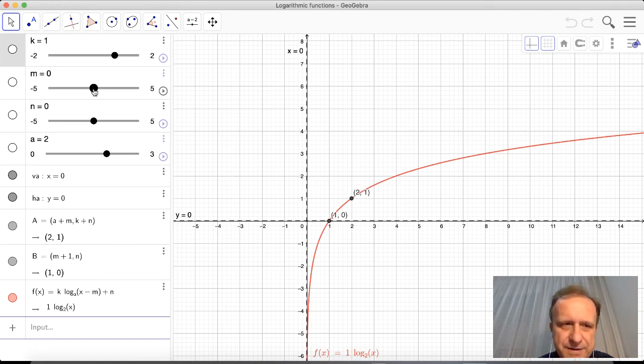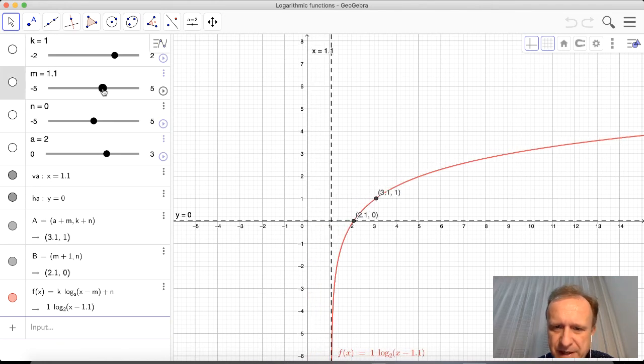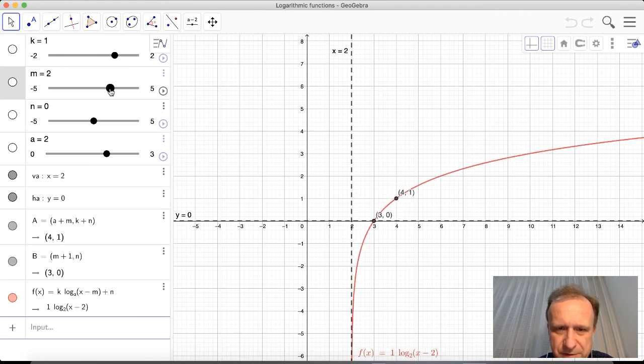If I increase m, you see that the graph gets translated to the right. For example, when m is 2, the graph got translated to the right by 2 units. So for example, this point here had its original position here. The original position was 1 and 0, and it got translated 2 units to the right. The same goes for this point.